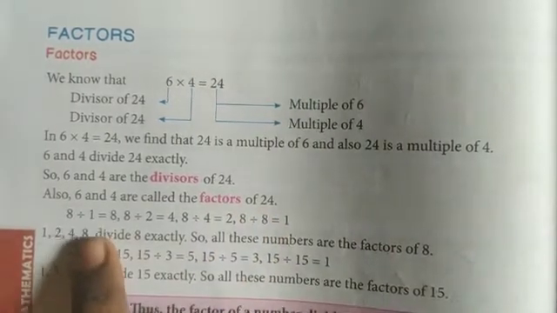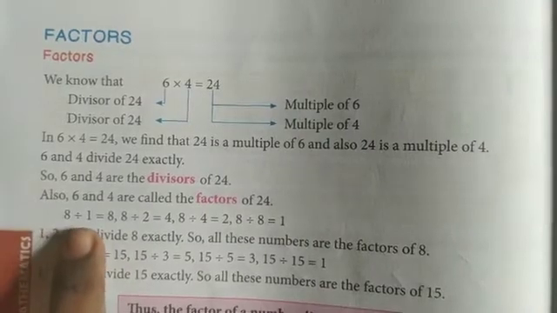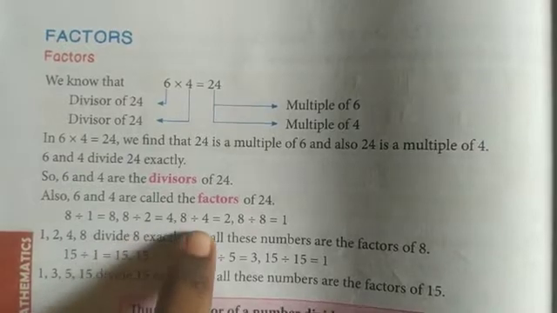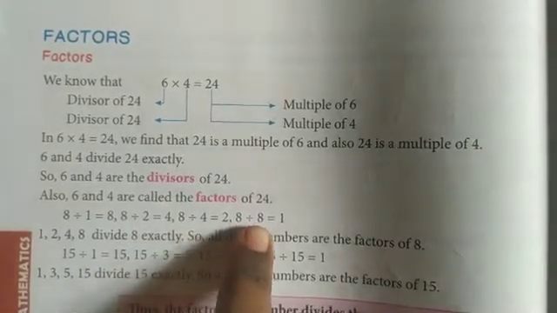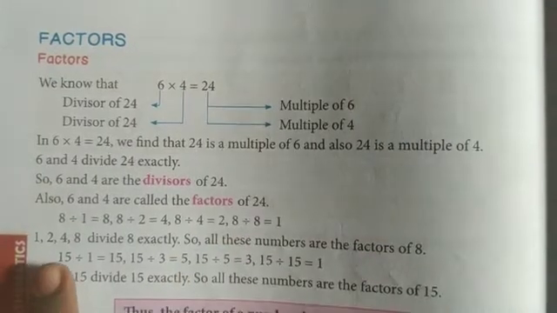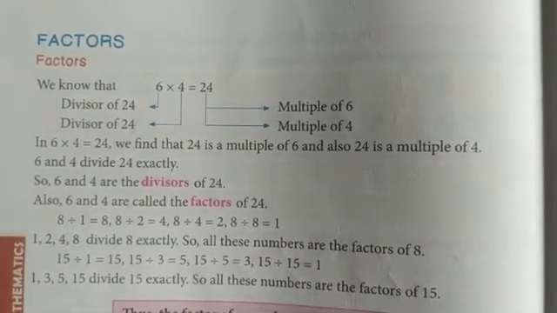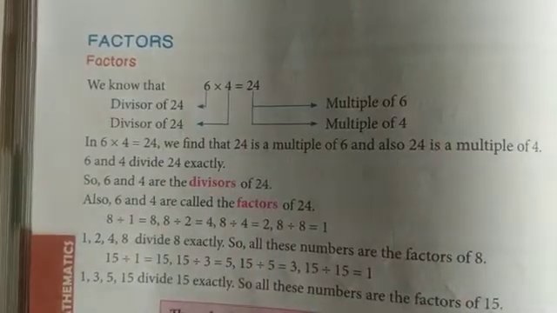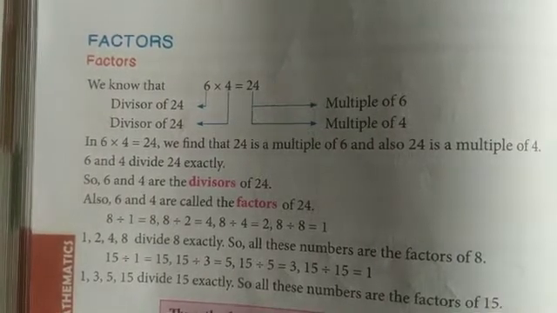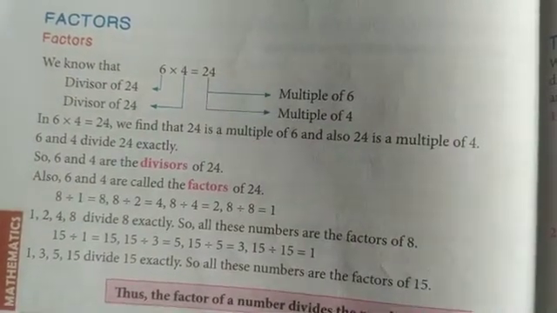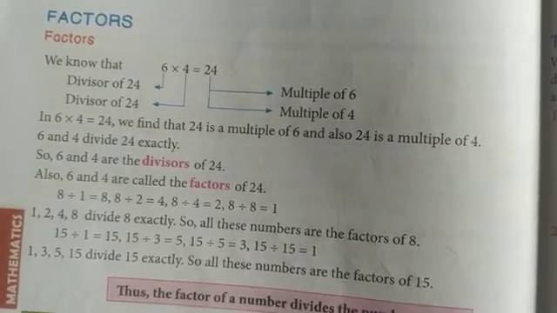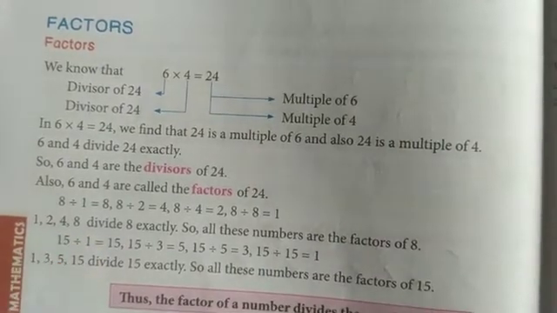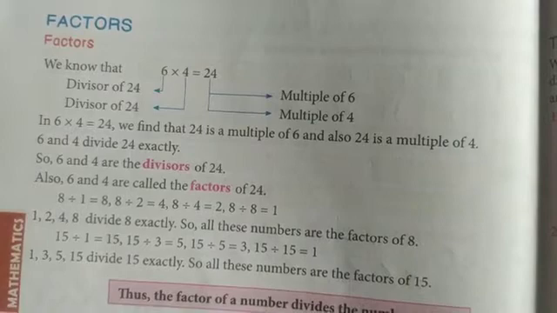Here you can see another example they have given. 8 divided by 1 equals 8. 8 divided by 2 equals 4. 8 divided by 4 equals 2. 8 divided by 8 equals 1. 1, 2, 4, 8 divide 8 exactly, so all these numbers are factors of 8. When they ask to write the factors of 8, you see in which numbers 8 is divisible. So you can directly write that the factors of 8 are 1, 2, 4, 8.